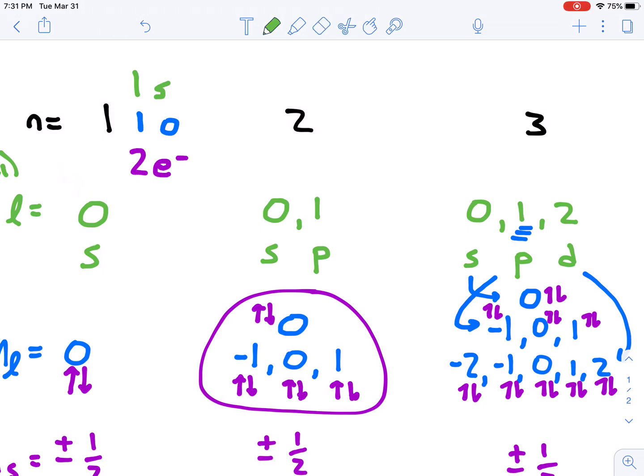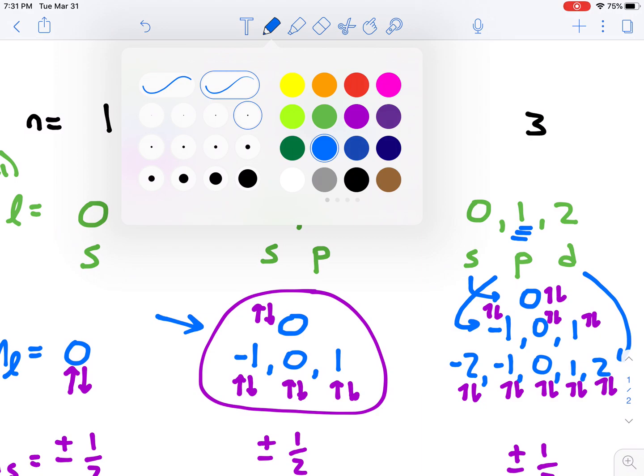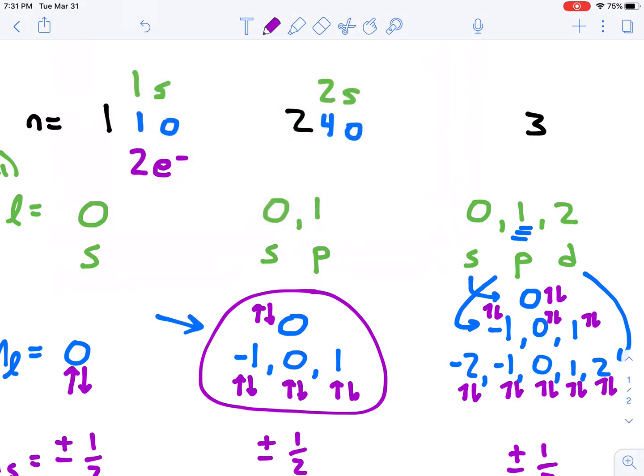Let's try again. Second energy level, we see 2 different letters here, 2 different numbers. So this has 2 sublevels. Look what that does for the orbitals. All of a sudden, there are 4 numbers here. So we have 4 orbitals. Every orbital can hold 2 electrons, so this second energy level can hold 8 electrons. Things are getting exponential.